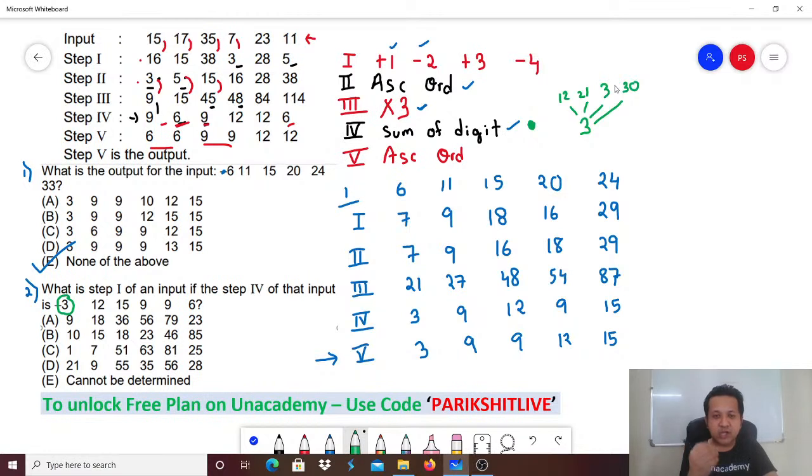Going in sequential order from 1 to the last is possible. But from the last to the first is definitely not possible because there are multiple possibilities. Answer is cannot be determined. Correct? I think you get it. Let's go to the next one. Let's go to the next case.